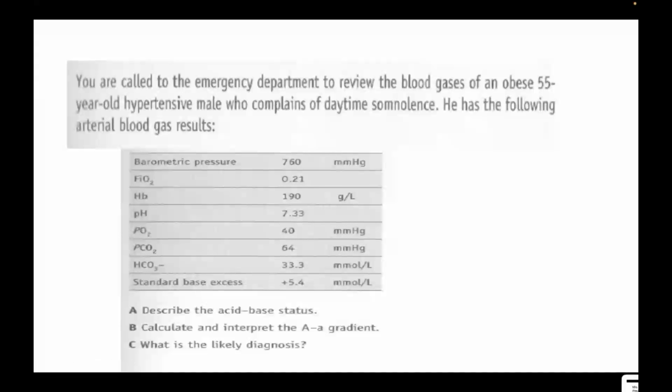You are called to the emergency department to review the ABG of an obese patient, a 55-year-old hypertensive male, who complains of daytime somnolence. He has the following ABG: FiO2 of 0.21, pH of 7.33, PO2 of 40, PCO2 of 64, bicarb of 33. Standard base excess is 5.4. How will you approach this ABG? Interpret.